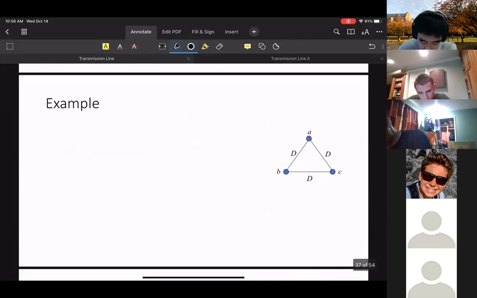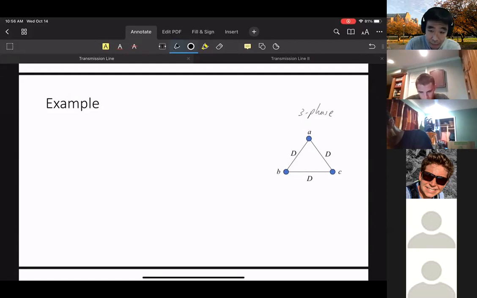So let's look at a case where we're carrying three phase: A, B, C, in an equilateral, sorry, in an equal distance form. They're all separated out by D. And let's look at what inductance we can compute. Let's look at how we can compute inductances.